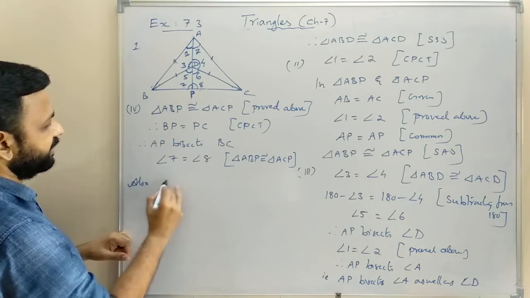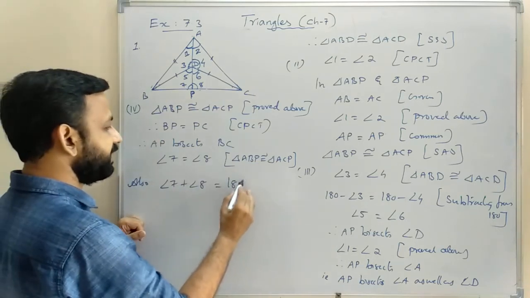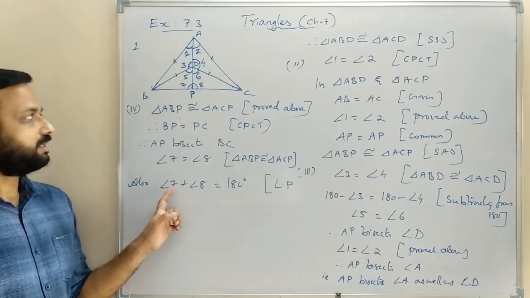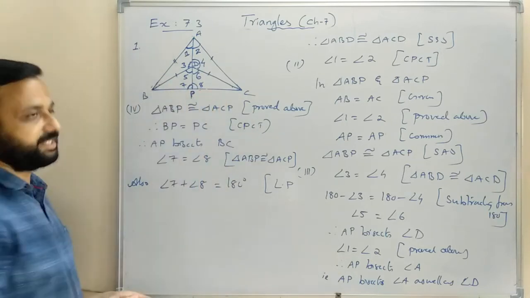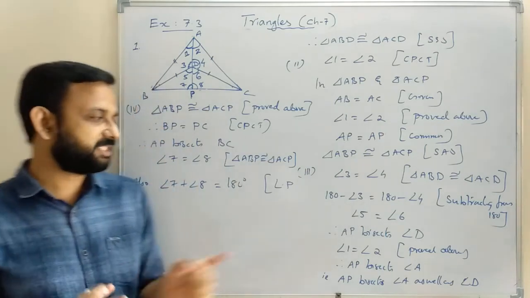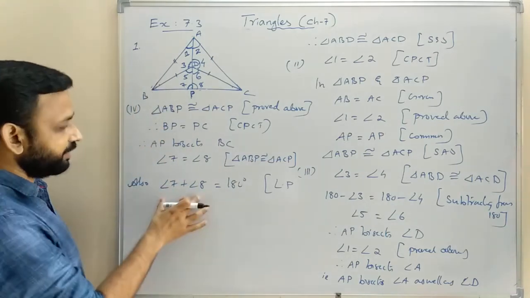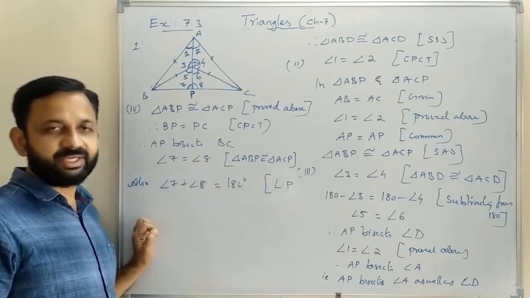Then we can write angle 7 plus angle 8 equal to 180 degrees. Reason: linear pair. Because BC is a straight line, angle 7 and angle 8 form a linear pair, so their sum is always 180 degrees. So now we got two angles. They are equal. Their sum is 180 degrees.